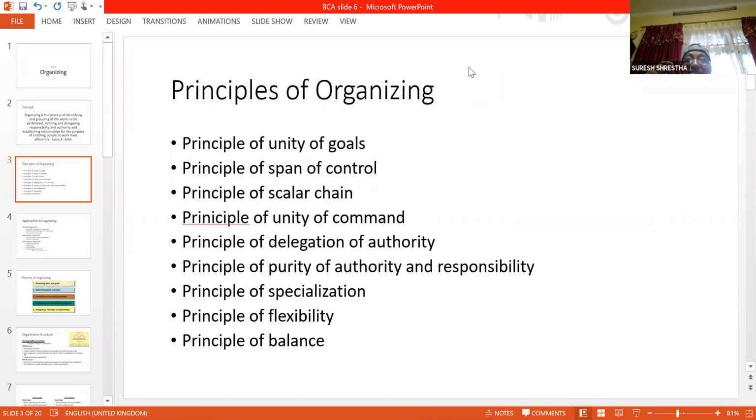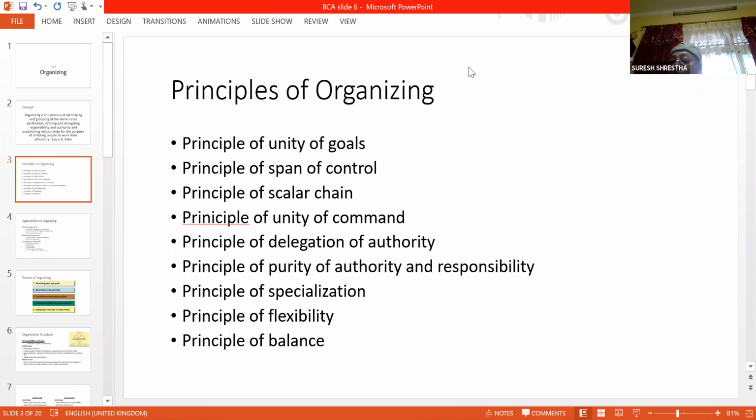Span of control is about how many people you can supervise. For example, if you are a manager and you have 10 people to supervise, and there can be a situation where you are a supervisor controlling 50 people, then one person supervising 50 people means the span of control is very wide, as compared to one supervisor supervising 10 people, where the span of control is narrower.